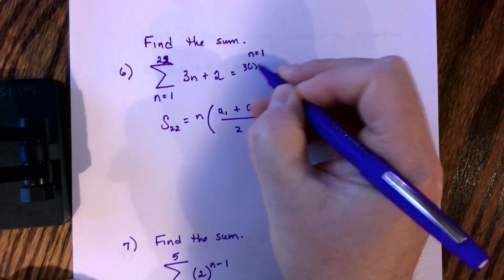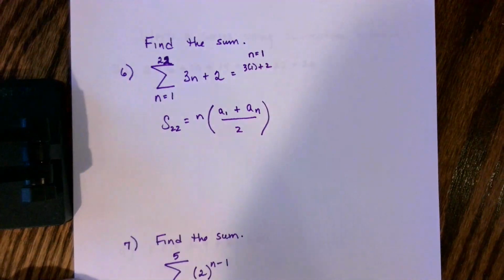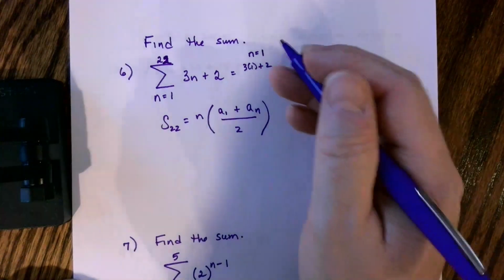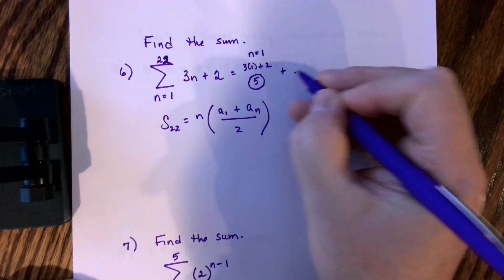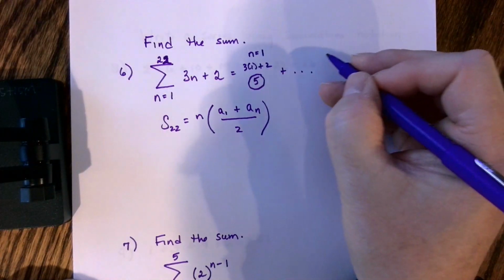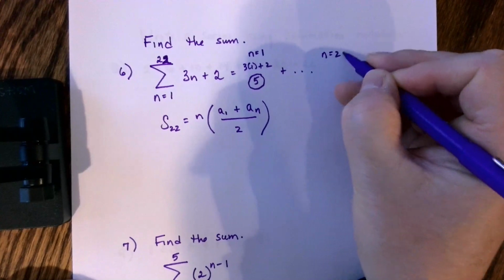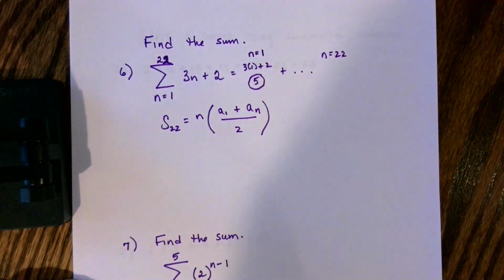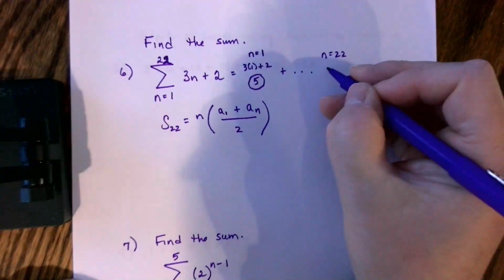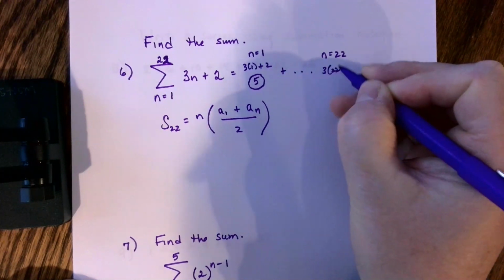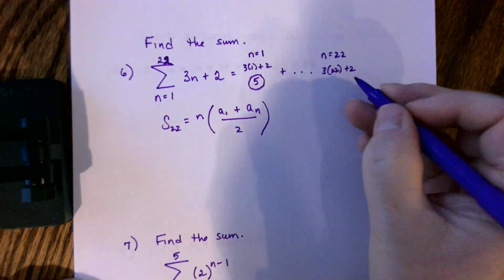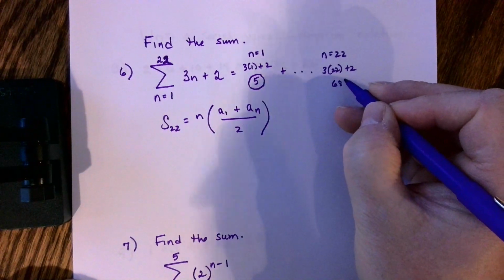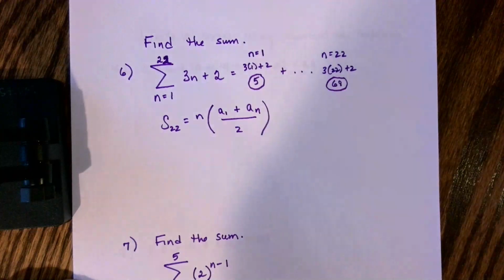3 times 1 plus 2. 3 times 1 is 3 plus 2 is 5. So that value is important to me. But I really don't need the other values. What I need is the last term, because that's the formula. So now what I do is take 3 times 22 plus 2, which is going to give me 66 plus 2, or 68. There is my value of my 22nd term.